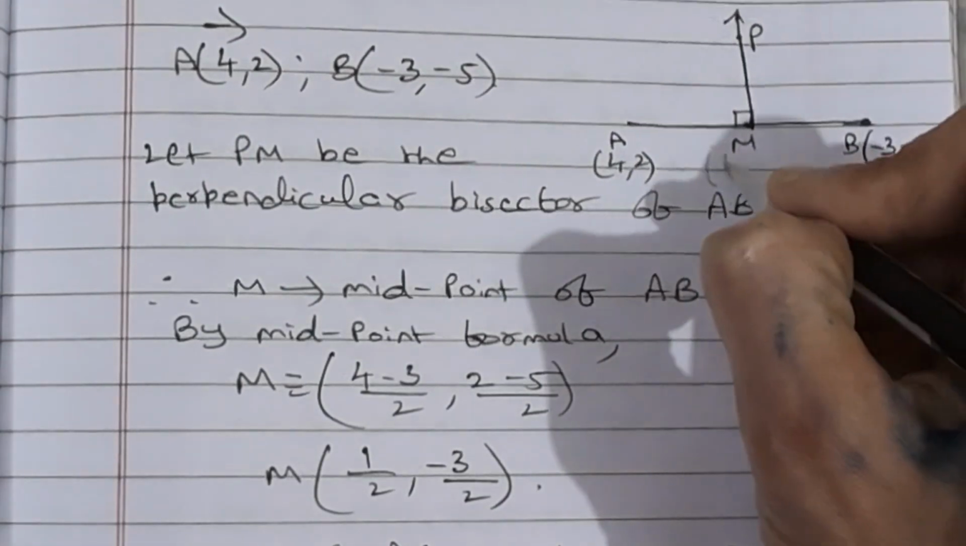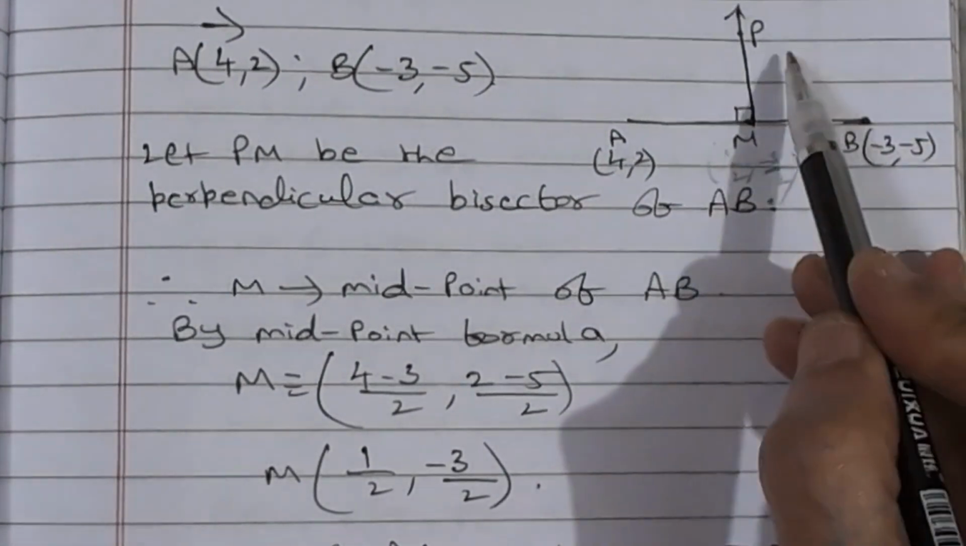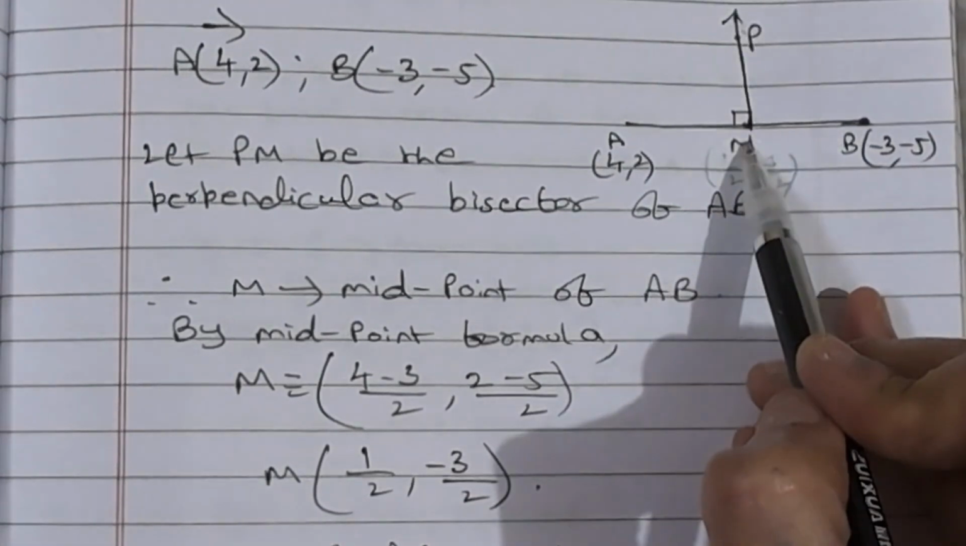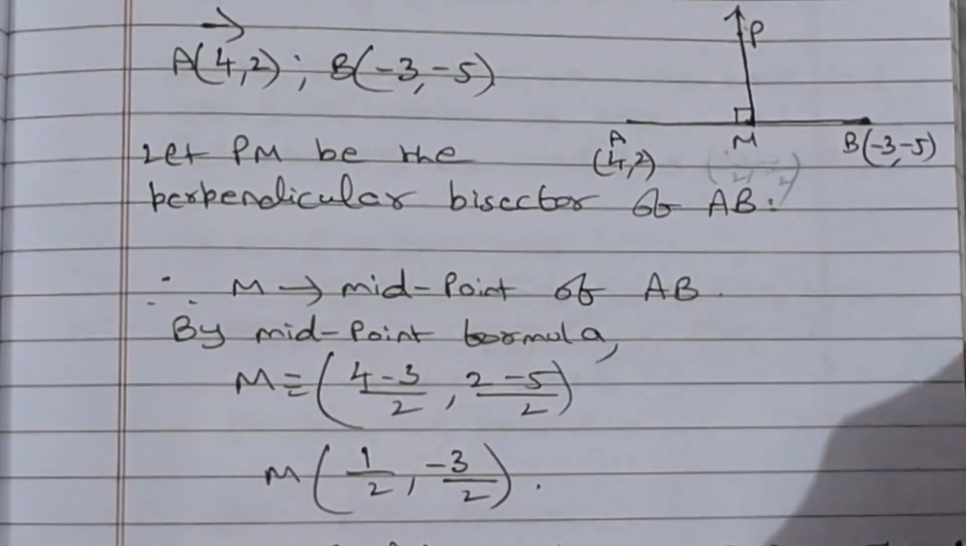So write it down here. Half हो गया, minus 3 by 2. M का coordinates लिख लिया. Now we have to find the equation of this perpendicular bisector. So परपेंडिकुलर है तो product of slopes will be -1.